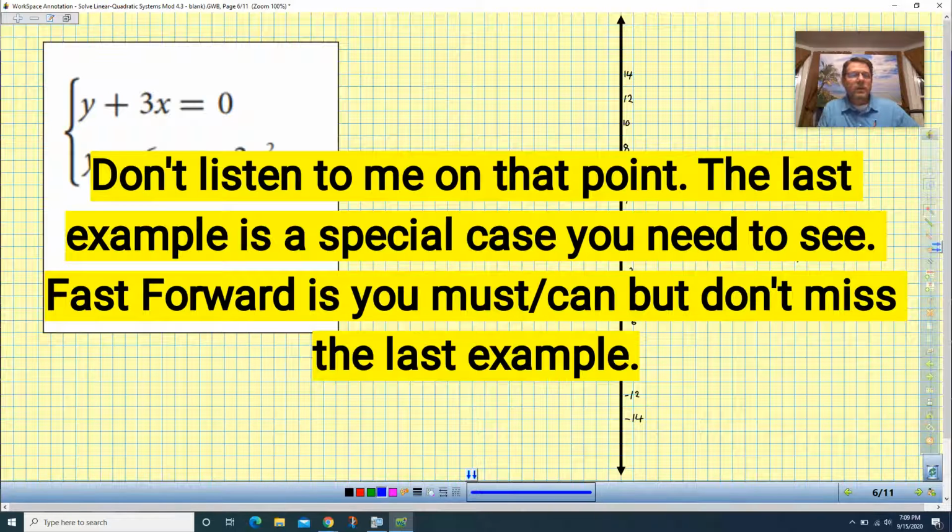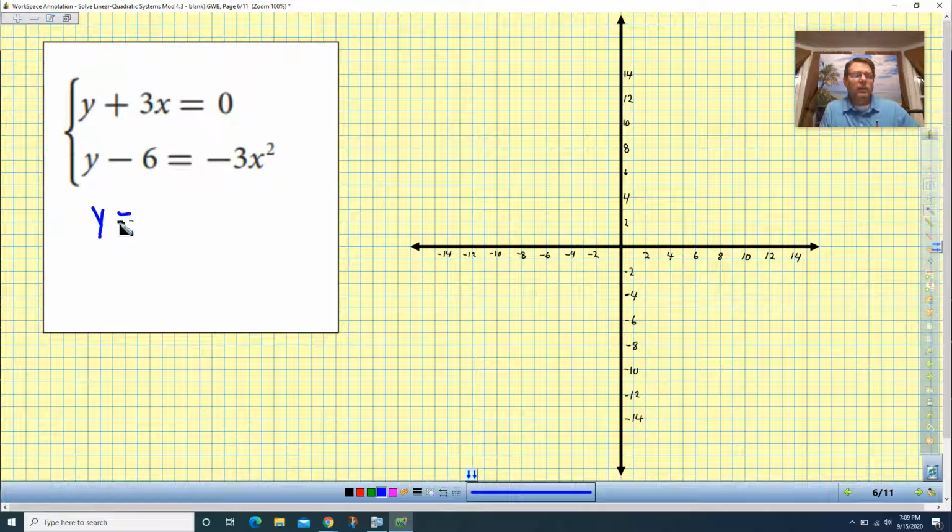So we take my first equation, move that 3x over, so that's going to give me y equals negative 3x plus 0. Well, there's no point, but I'm going to write plus 0 because that might help us see where some things come from. And then the second equation is y equals negative 3x squared plus 6.